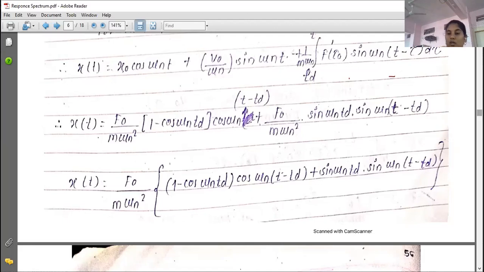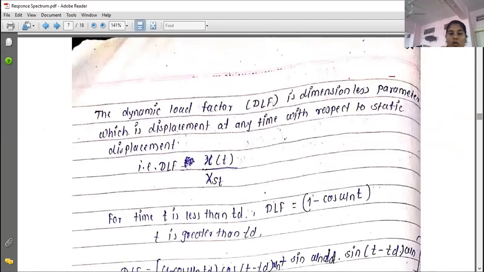This is one of the bigger equations, and the new point will become here, that is dynamic load factor. So what is the dynamic load factor? Write down this new point, dynamic load factor. That question will be asked to you as per the MCQ based questions.